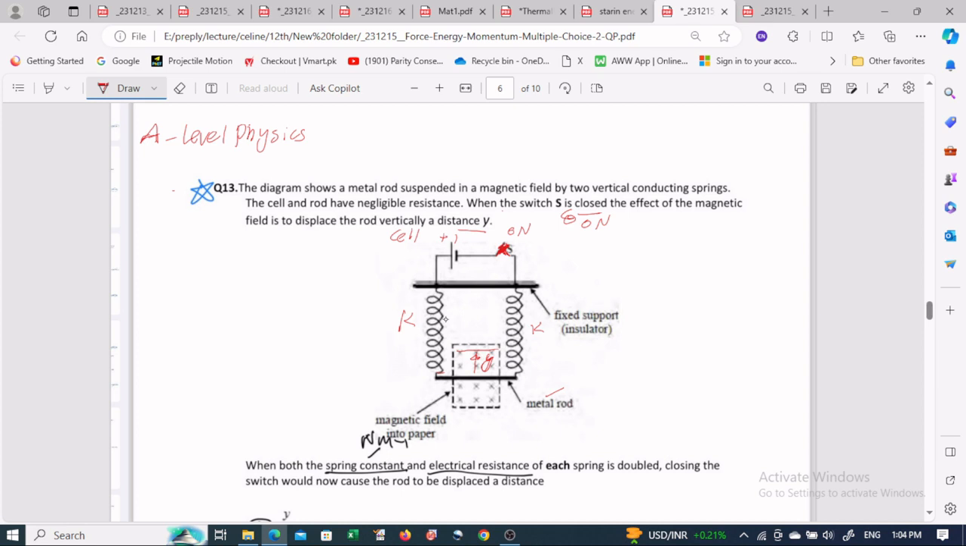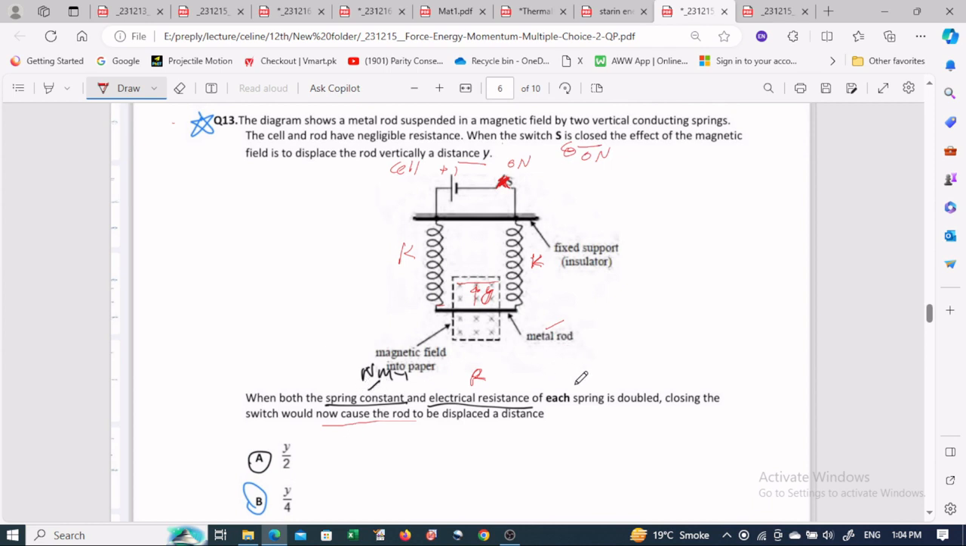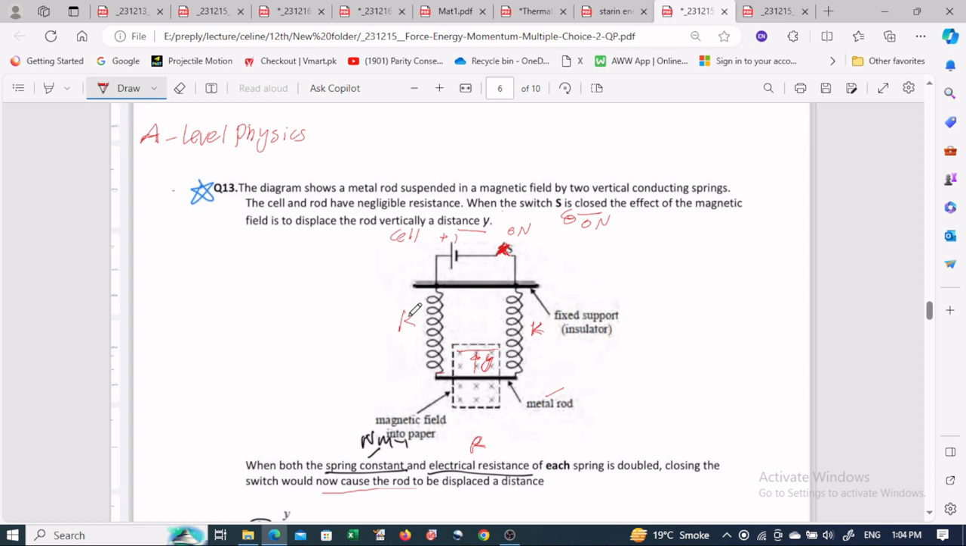Now when both the spring constant and the electrical resistance of each spring are doubled, so when we double this spring constant and the electrical resistance r, closing the switch now causes the rod to displace a new distance. So we have to find the final distance, the new distance, by doubling the spring constant and the resistance. In order to solve this, first of all, we explain this.